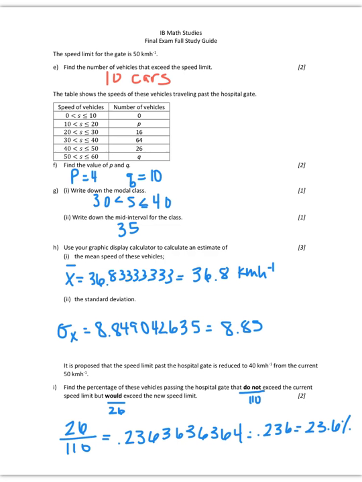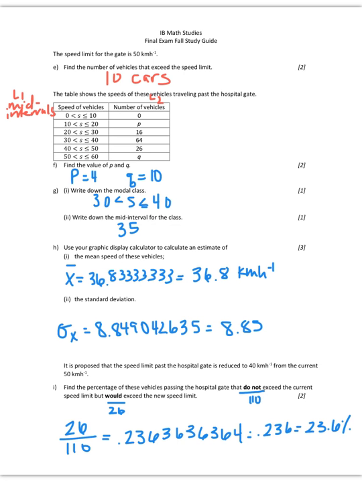So part H, we want to use a graphing calculator to find the mean and the standard deviation. So this is one variable statistics. We're just looking at frequency versus speed. So because these are not single numbers, they're groups, you have to find the mid-intervals of all of these. So L1 is going to be your mid-intervals of your speed, so 5, 15, 25, 35, 45, and 55. And L2 is going to be your frequency.